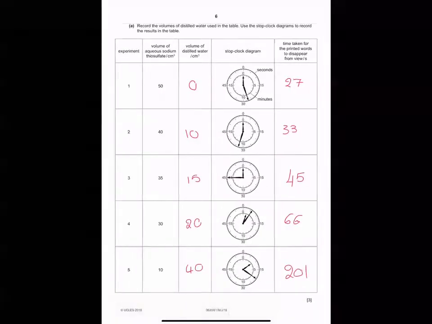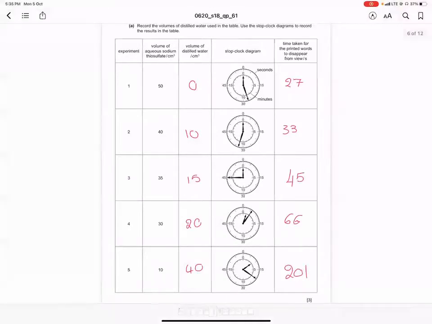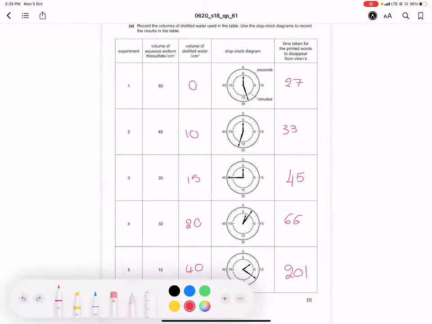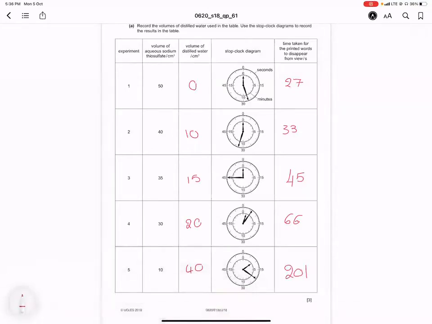Okay. The results are here: the volume of distilled water is 0, 10, 15, 20, 40. Notice that the volume of aqueous sodium thiosulfate plus the volume of distilled water must always equal 50 centimeter cubed in order to make a fair test, so that the total volume of the solution is always the same. The time taken for the printed words to disappear from view: 27, 33, 45, 66, and 201 seconds. Remember to multiply the minutes by 60.